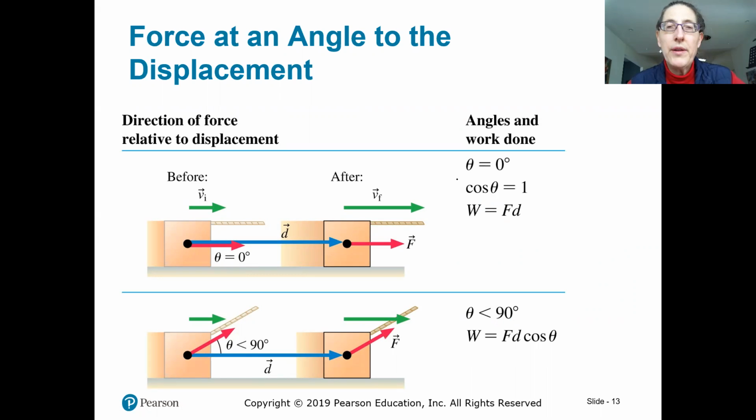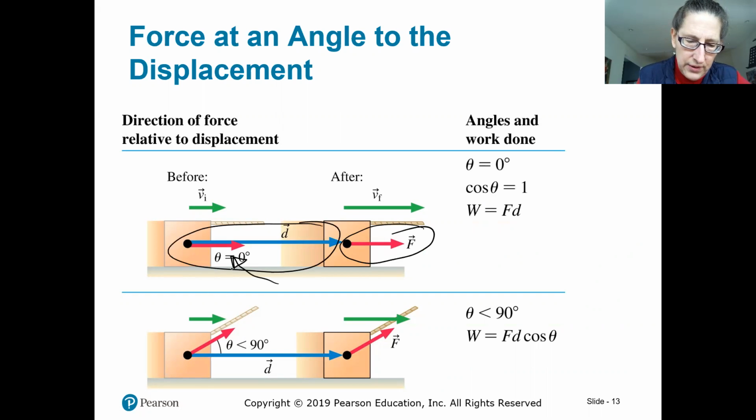Now, work can be positive, negative, or 0. And it all depends on the relationship between the force and the displacement. It is not either of them independently, it's their relationship. So in this case, problem 1, the force is parallel to the displacement. So you see here the angle is 0. The cosine of 0 is 1. And so that's why we can just write work is force times distance if they are parallel.